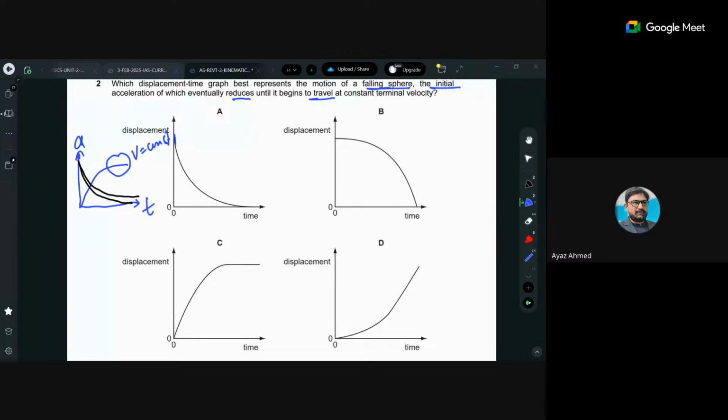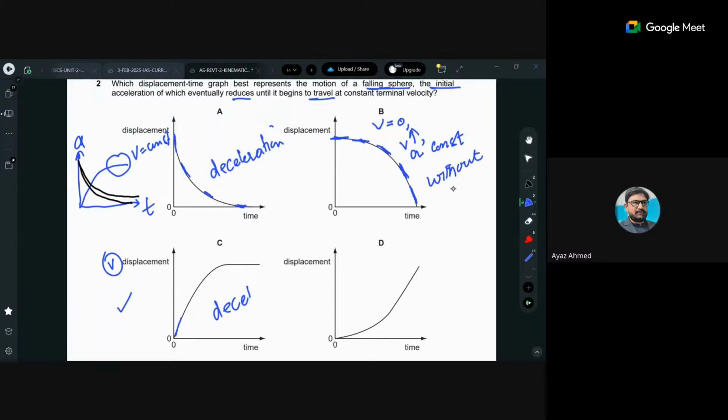In option A, the gradient is maximum, then it is decreasing. So this graph is a deceleration graph, right? This one, its gradient again decreases, so this is a deceleration graph. If it were a velocity time graph, then this would be the right option, but it is not. Then option B, the gradient is zero. It means the velocity is zero. Then the object has just dropped, so definitely the object has initial velocity zero. Then its gradient increases. When gradient increases, it means the velocity increases, and the acceleration is constant throughout, because the gradient increases uniformly. So this is without air resistance, right?